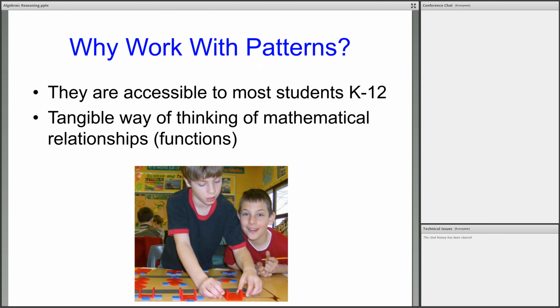So why do we work with patterns? We do a lot of work with patterns. They're accessible to most students in kindergarten to grade 12. They're a tangible way of thinking of mathematical relationships. And also kids really love patterns. We are born as human beings to think in terms of patterns, to notice patterns in our world. That's how we function. And kids really love the orderliness and the predictability of patterns. And they're fun. It's fun to build patterns and it's fun to analyze patterns.